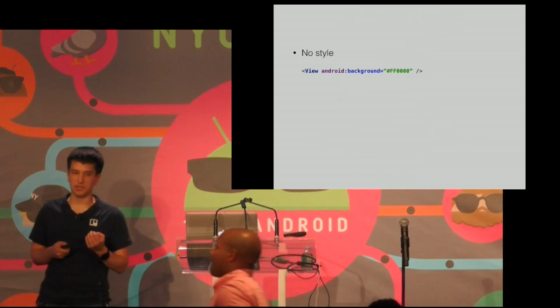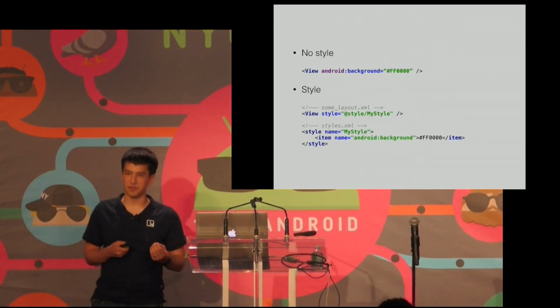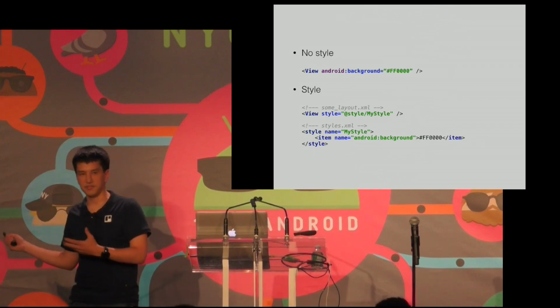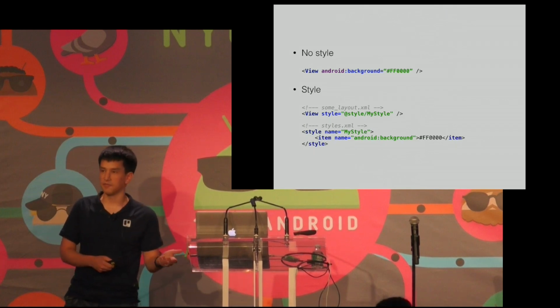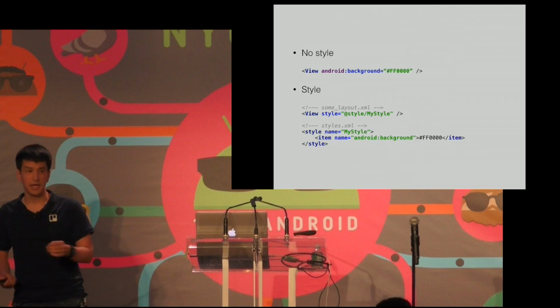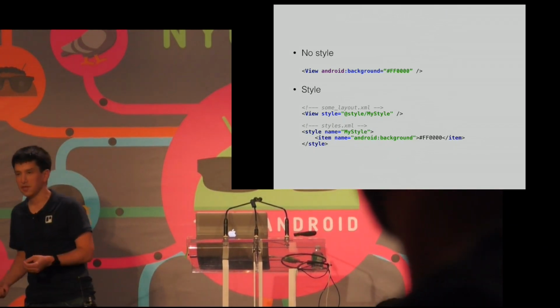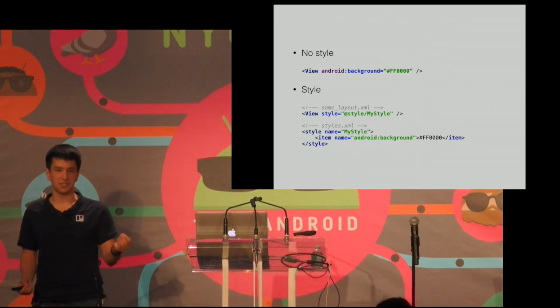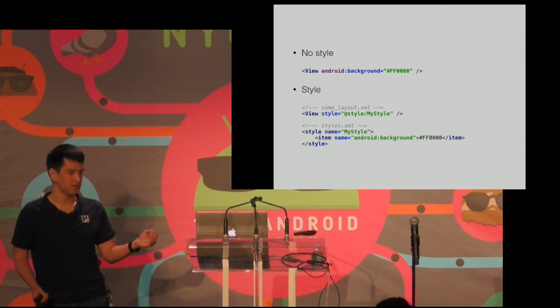If you have a view with some attributes on it, you can take those attributes and extract them into a style. So on the top, you have this version with a background attribute applied directly to the view. On the bottom, you have this version where instead of referring to the background directly, it refers to a style, and then that style has the same attribute defined in it. So why is this useful? This is just a very simple flattening of attributes into the view.